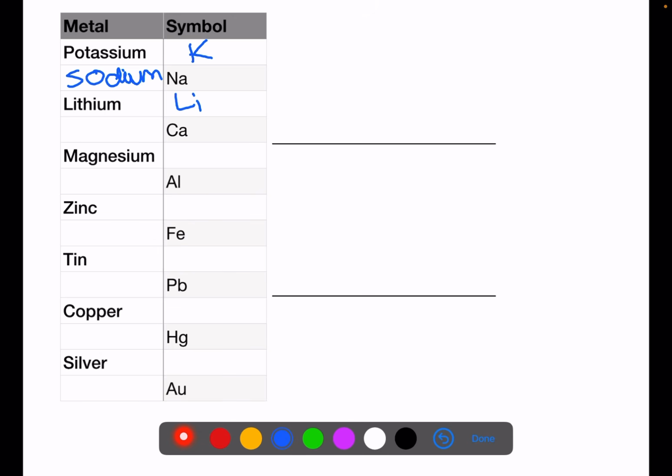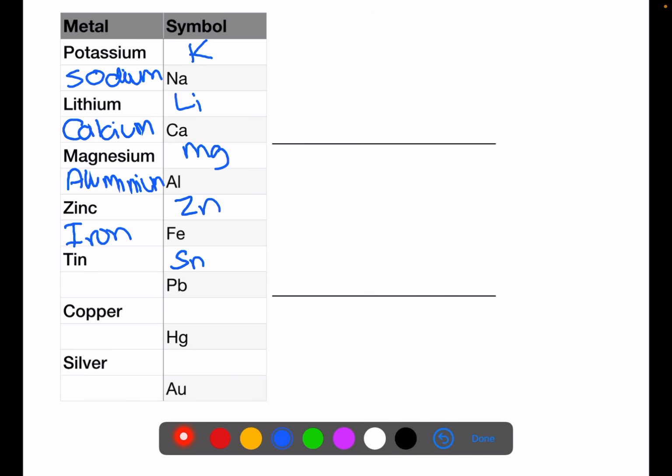We then have the alkali earths of calcium and magnesium, Mg. This is followed by aluminium and zinc. Iron and tin come next, and then lead. The least reactive metals are copper, Cu, mercury, Hg, silver, Ag, and gold, Au.